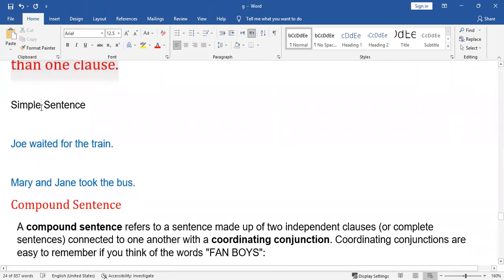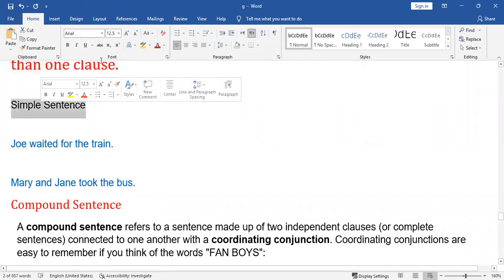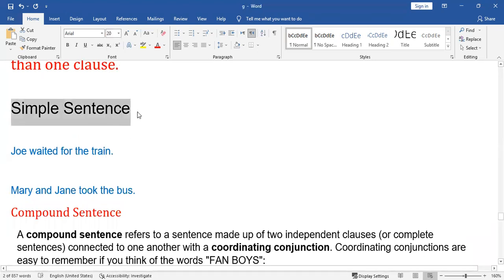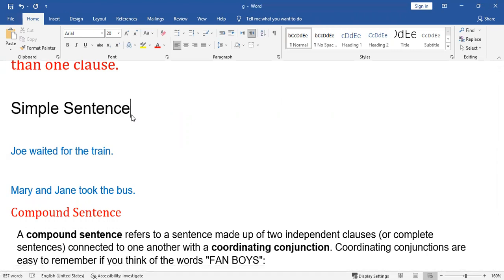أول حاجة the simple sentence. What's the meaning of a simple sentence? A simple sentence has only one independent clause. يبقى زي ما اتفقنا قبل كده وعرفنا يعني independent clause. A simple sentence has just one independent clause.